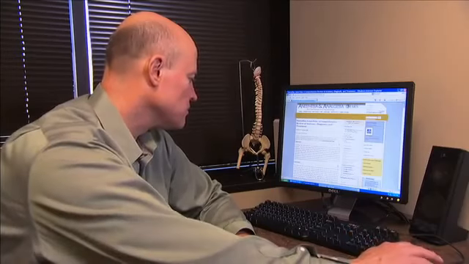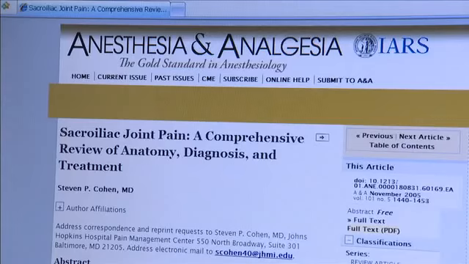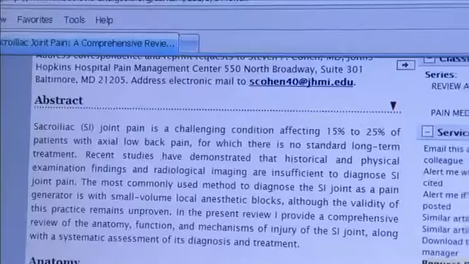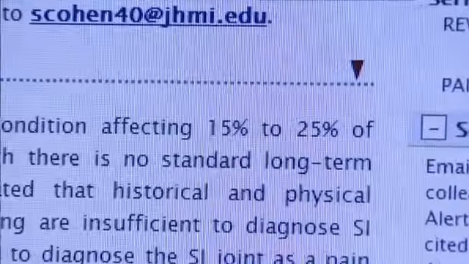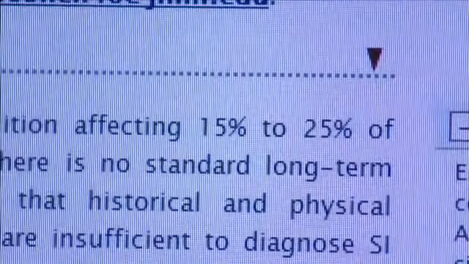Another common problem with the sacroiliac joint is that it becomes hypermobile or dysfunctional. This would typically occur in a middle-aged female. Females are somewhat more ligamentously lax than males, and it commonly occurs in females who've had multiple pregnancies. The clinical literature would represent that between 15 and 25% of patients presenting with low back pain have the sacroiliac joint as the source of their pain.